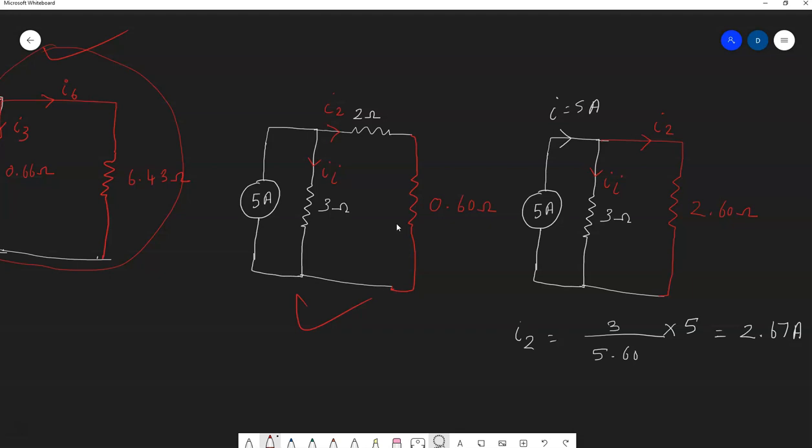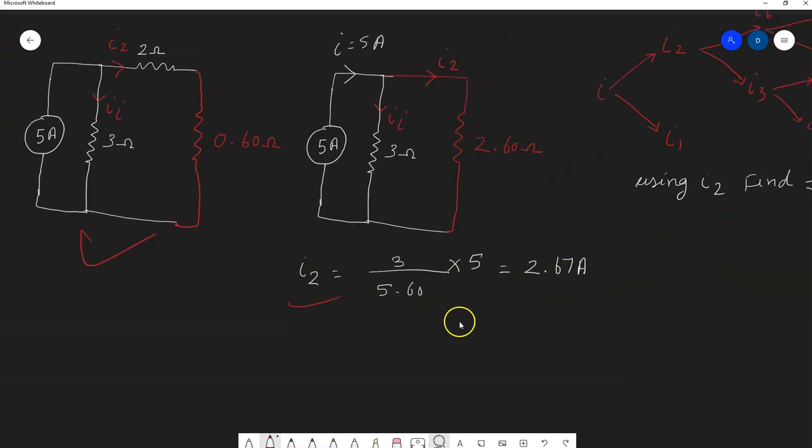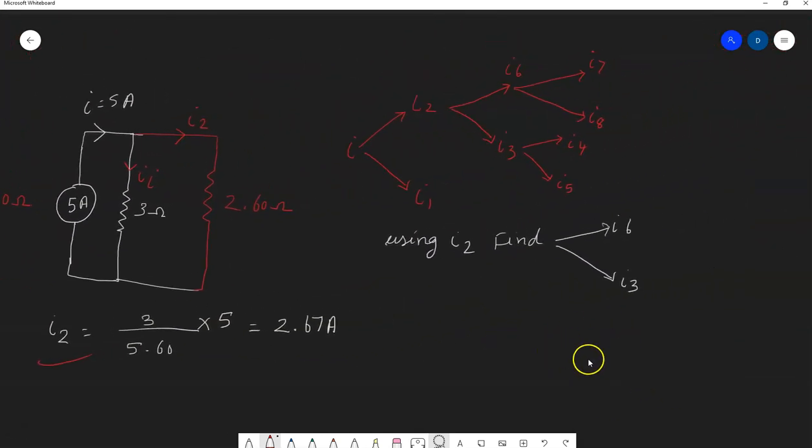So the 5 amps current divides into I2 and I1. You know how to do that. Once you reach that, you have to backtrack again. Now you know the value of I2. You can find I6 and I3. Once you find I6 and I3, you're going to find I7 and I8. So it's a very, very similar concept. You just have to solve a couple more problems so that you are comfortable.